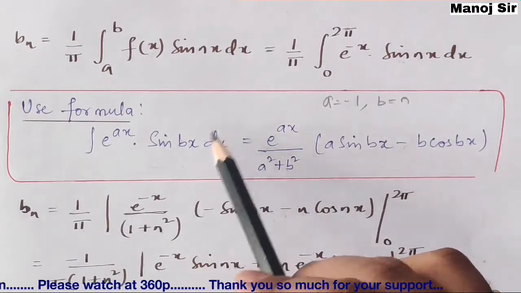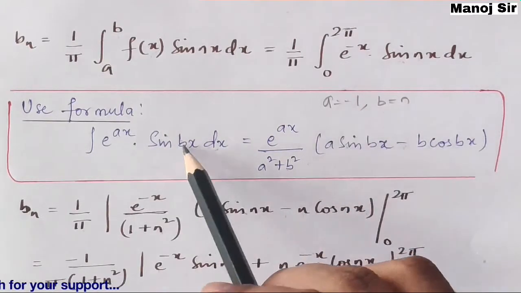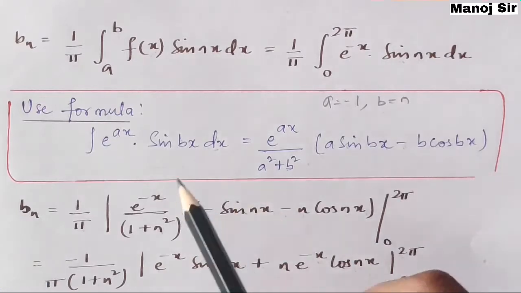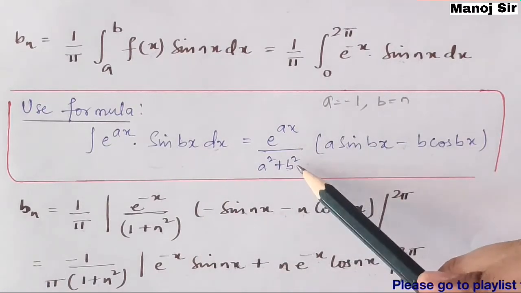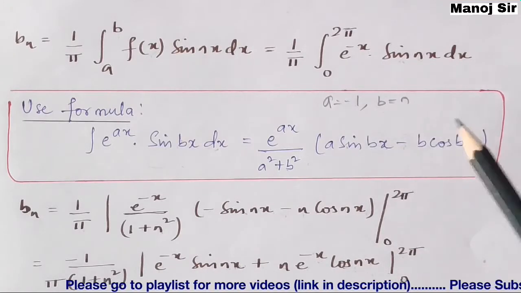If you see, here we have dx also. If you compare these two, you will get a equals to minus 1 and b equals to n. So this is going to be e to the power ax upon a square plus b square, into a sin bx minus b cos bx.